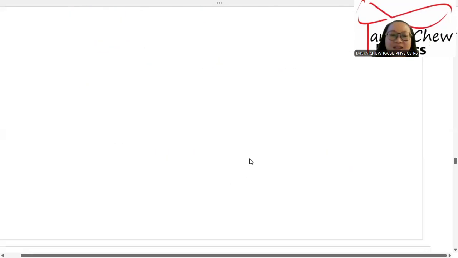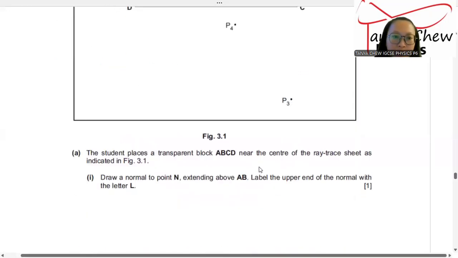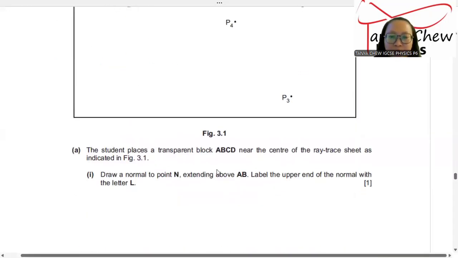That's all. Number 3, a student investigates the refraction of light by transparent block. The student's ray trace sheet is shown full size in Fig 3.1. The student places a transparent block ABCD near the center of the ray trace sheet as indicated in Fig 3.1. Draw a normal to point N extending above AB. Label the upper end of normal with letter L.